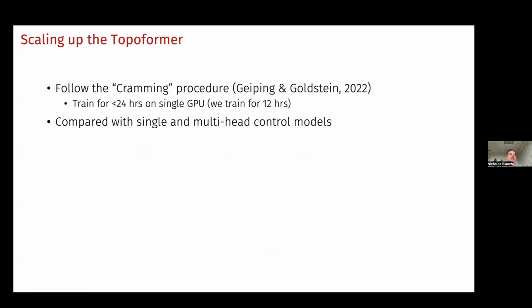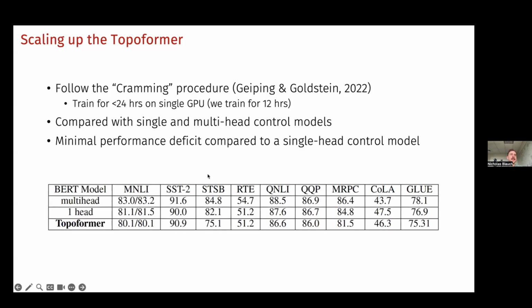We've gone further than that, but you get most of the loss reduction in the first 12 hours. We compared performance first with a single-head control model as well as a multi-head control model. Here's the GLUE metric, the summary of all of these metrics. The multi-head model does a little bit better than the one-head model, which does a little bit better than the Topoformer, but the Topoformer is in the right ballpark. It has fewer effective parameters than the one-head model because of the local connectivity. We were pretty pleased with this. It doesn't seem like a major performance deficit, and we could try other things to get the performance even better.